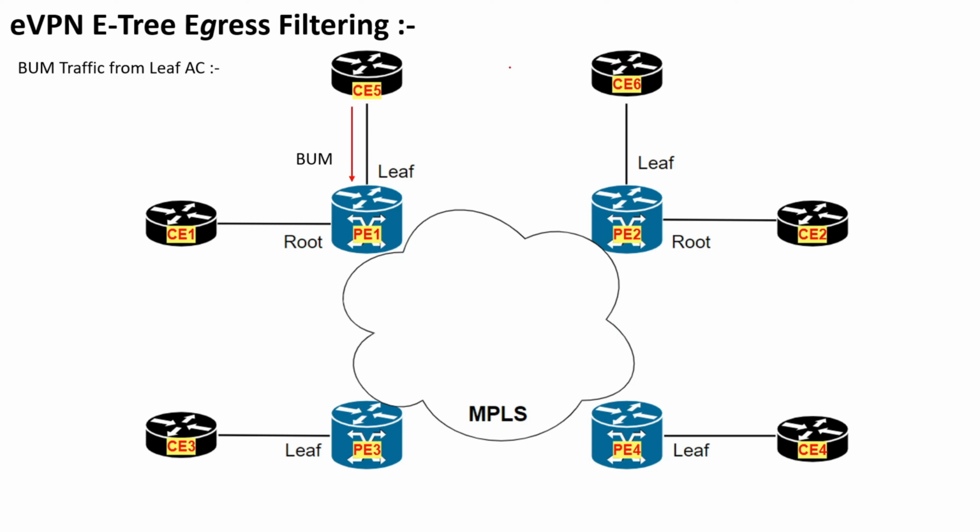So let's say any BUM frame hits PE1. Then obviously, as a root port, it can go to CE1, and it will send it to PE2 and other remote PEs as well. Here the bottom label will be the leaf label. As we see the VPN label, here it will be the leaf label, and here it will be the transport label, and it is going to send it towards PE2. Because we are using the leaf label here, PE2 knows that this traffic has been received from the leaf.